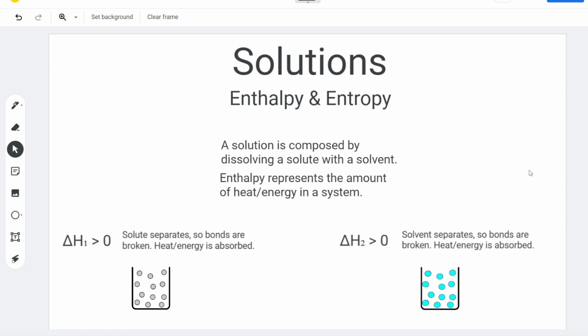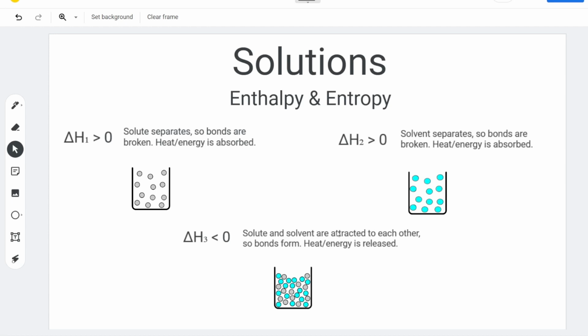The second step is when the solvent separates and bonds are broken. This means that more heat, aka energy, is absorbed, and delta H2 will be greater than 0. Finally, the solute and solvent are attracted to each other, so bonds form. Heat/energy is released, meaning that delta H3 will be less than 0.